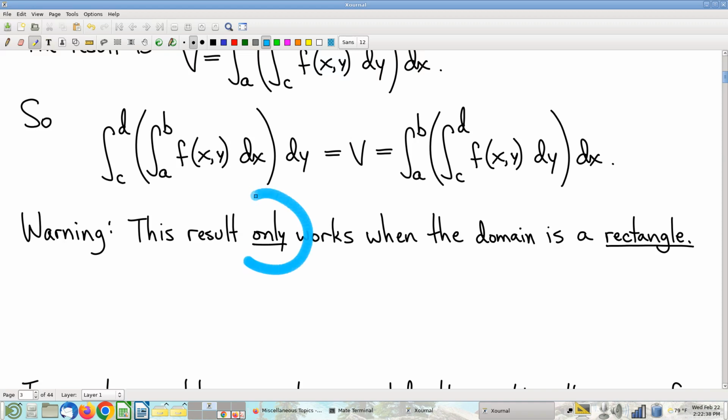But this only works if the domain is a rectangle. Things are going to be quite a bit weirder when we get into domains that are not rectangles, and we will do that. It's going to be pretty soon. It'll be on Friday, in fact. We'll get to it today. But when you have a rectangle, yes, you can just do this move right here. Is that all right?